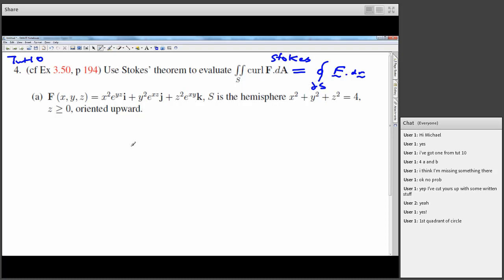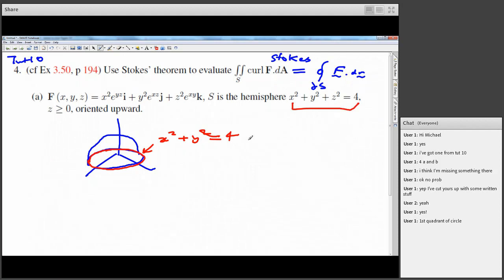So if you look at this picture here, the surface is a hemisphere, so it's half a sphere. And the boundary of the surface, which is what I need to know, would be just this curve here, which would be when z equals 0, so x squared plus y squared equals 4. So I'll just sub in z equals 0 into that essentially. z equals 0, that's my boundary curve.